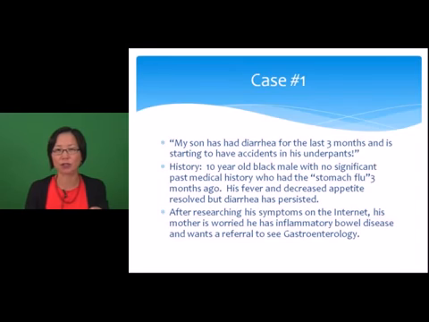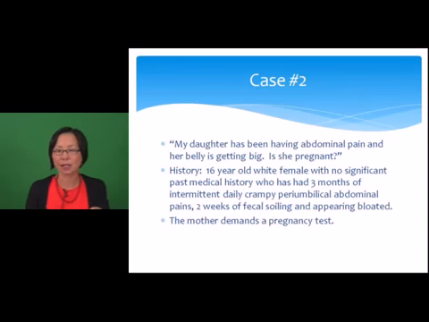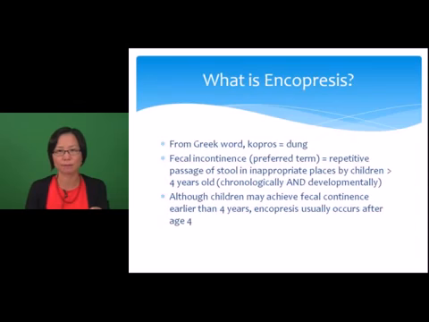And now, after researching his symptoms on the internet, his mother's worried that he has inflammatory bowel disease and wants to see gastroenterology. The second case is a daughter who's brought in by her mother because she's having abdominal pain and her belly is getting big, and the mother wants a pregnancy test. She's a 16-year-old white female who's had no significant past history, who for 3 months has had intermittent daily crampy, periumbilical, and abdominal pains, 2 weeks of fecal soiling, and she appears bloated.